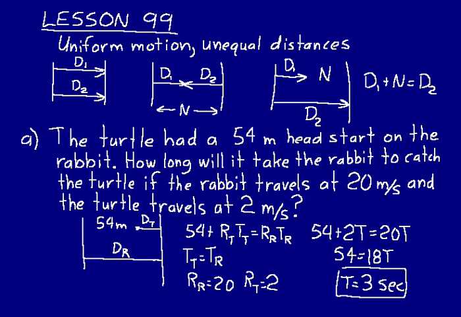And we could figure out how far each one of them traveled. The rabbit traveled 20 times 3 is 60 meters, and the turtle traveled 2 times 3 is 6 meters. And that makes sense, since the rabbit is traveling 10 times faster than the turtle, that it would have covered 10 times greater distance during the same amount of time.